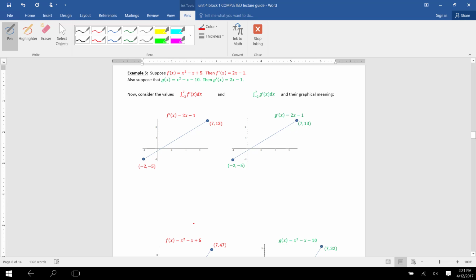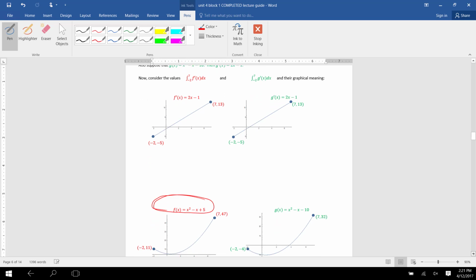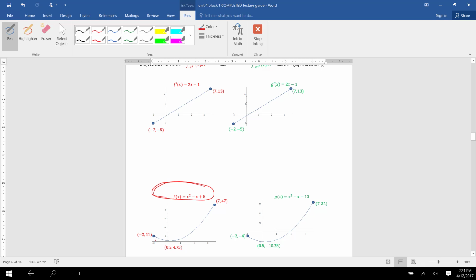It says here that we have a function f of x equals x squared minus x plus 5. Notice that the graph of this function has been given on the interval from x is -2 to x is 7. It's a parabola, open up. I can see also the derivative of that function. So if we started with x squared minus x plus 5, its derivative would be f prime equals 2x minus 1. And this graph has also been given on the interval from x is -2 to x is 7.